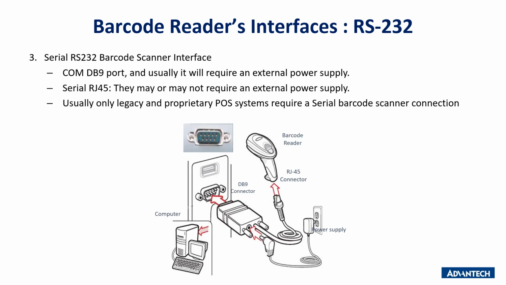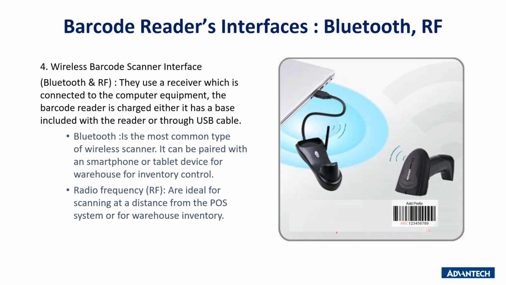The serial RS-232 barcode scanner interface uses COM-DB9 port, and requires an external power supply. If the device uses serial RJ45, they may or may not require an external power supply. Usually only legacy and proprietary POS systems require a serial barcode scanner connection.